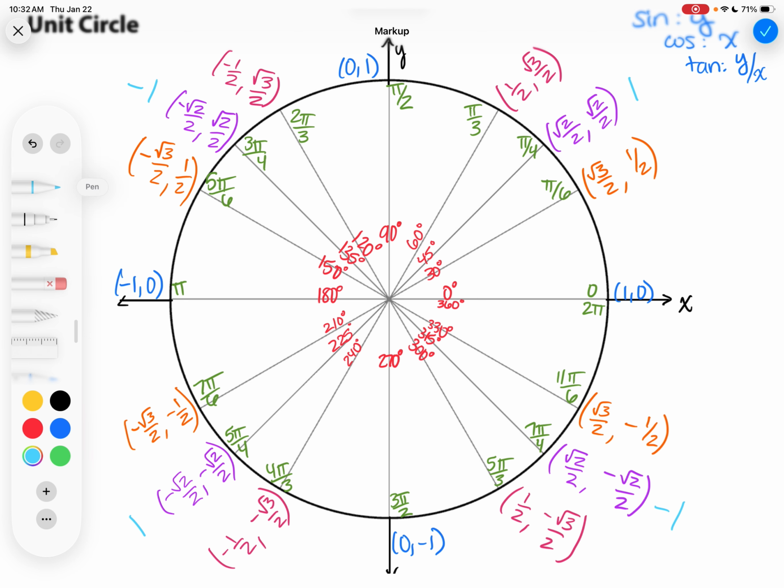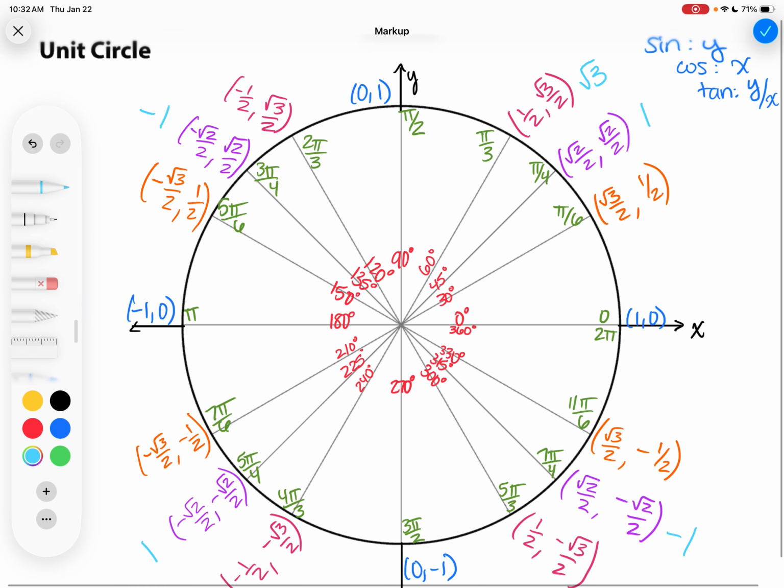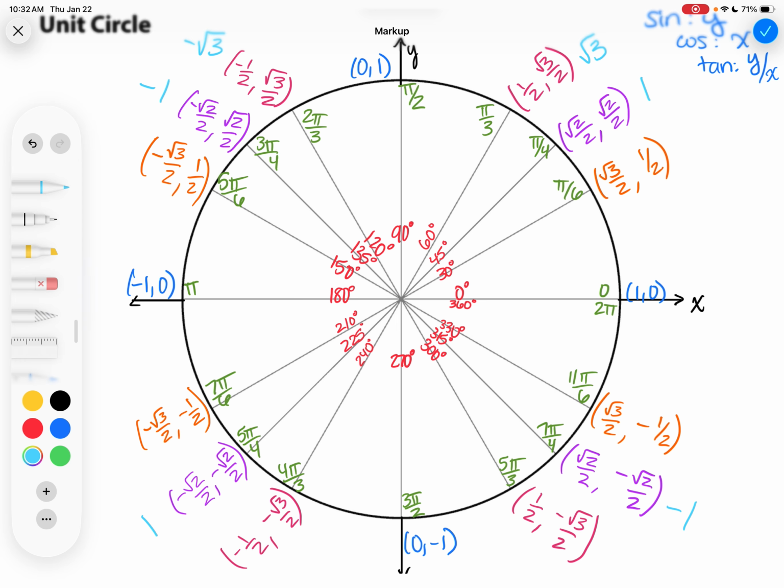Root 3, and you're switching the signs. So all of the tangent values in 1 and 3 are positive. All of them in 2 and 4 are negative. So at 2 pi over 3, it's negative root 3. At 4 pi over 3, it is positive root 3. And at 5 pi over 3, it is negative root 3.